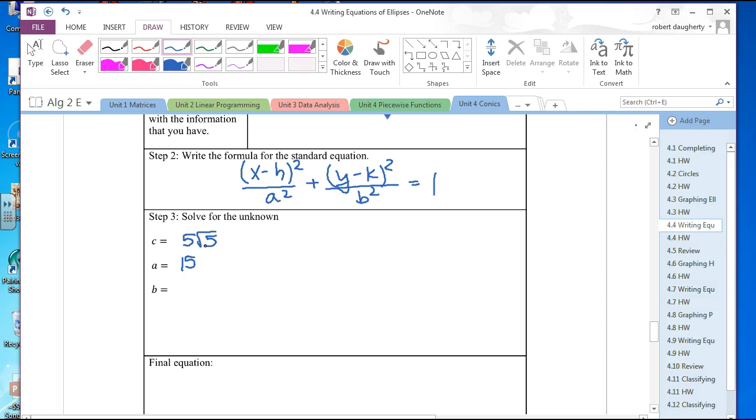What do we not know here? We don't know B, we don't have a co-vertex, we don't know any of that. But we have an equation that relates these three things. What is that? Yeah, so C squared is equal to the absolute value of A squared minus B squared. I know C and A. What am I going to try to solve this for? I need to solve it for B squared or B.